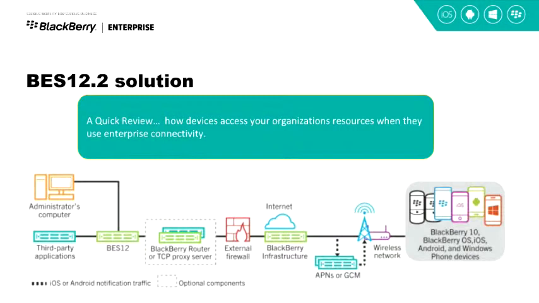One of the key differences that I'm going to be highlighting a little bit later that has changed in 12.2 is how that BES12 on the left-hand side communicates with those devices on the right-hand side. The data channel still works in the same manner that you see in the picture, going through the firewall, through BlackBerry infrastructure, through your Wi-Fi or your carrier. But we've got an interesting update. So let me move ahead.